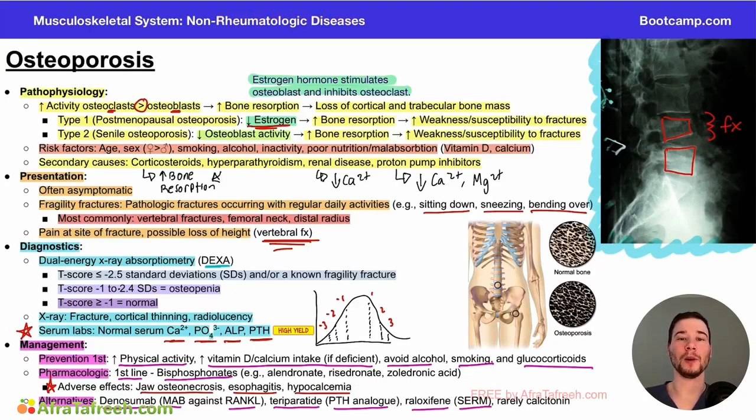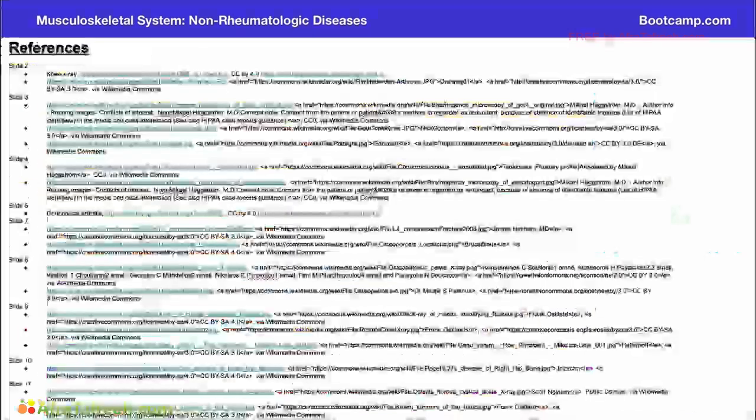But if a patient is needing pharmacologic intervention, the first thing we're going to do is consider our bisphosphonates. Keep in mind, bisphosphonates do have some adverse things that can occur with them, so they should not be prescribed without considering the pros versus the cons. Now, if bisphosphonates cannot be used for whatever reason, or a patient has one of these adverse effects, such as jaw osteonecrosis, we can consider some alternatives, such as our monoclonal antibodies, teriparatide, raloxifene, and rarely calcitonin.